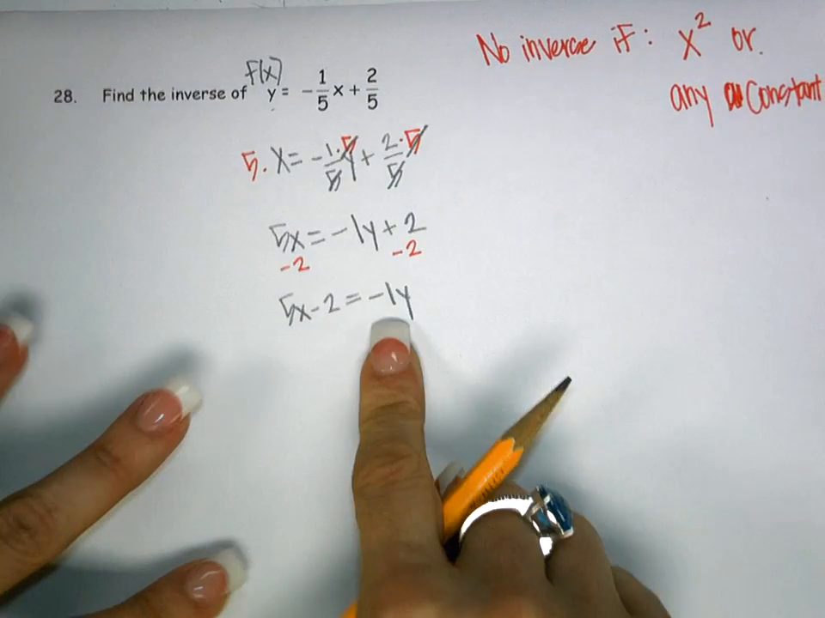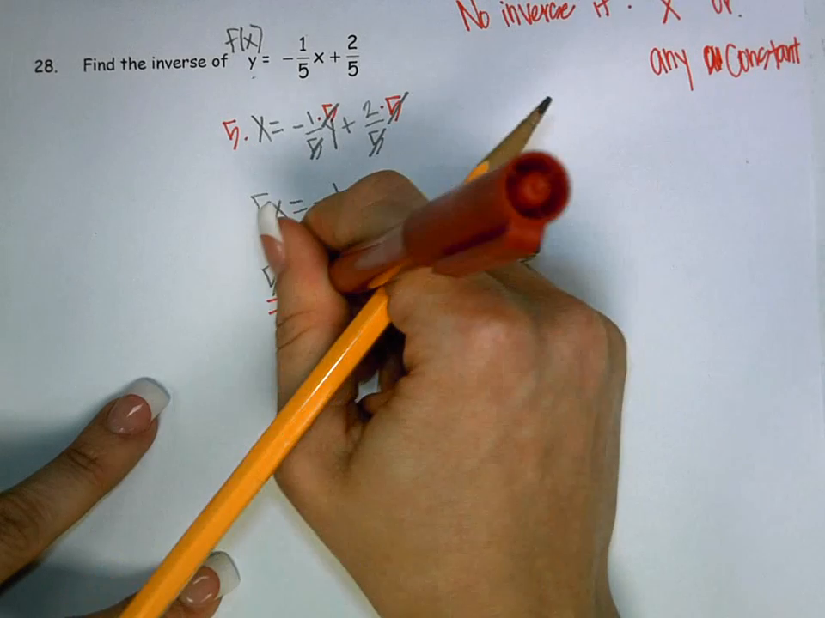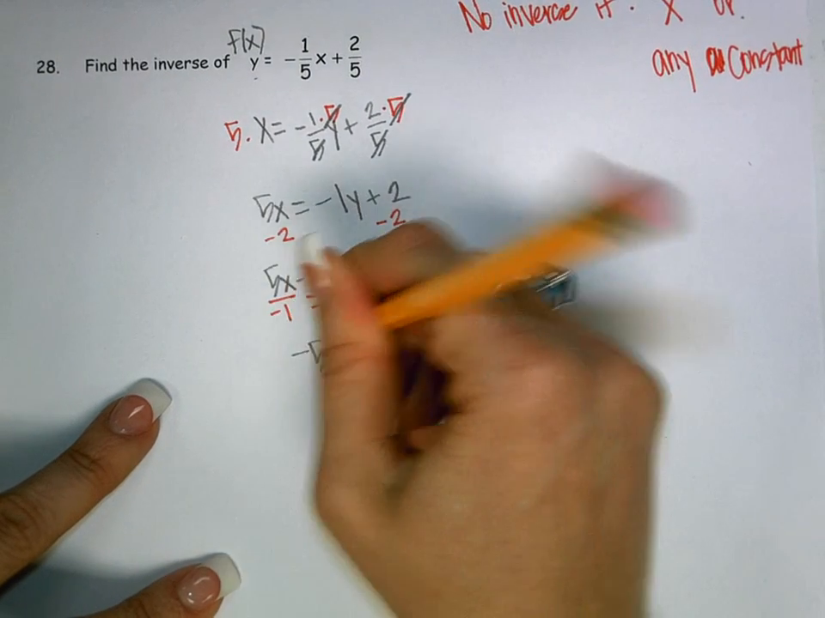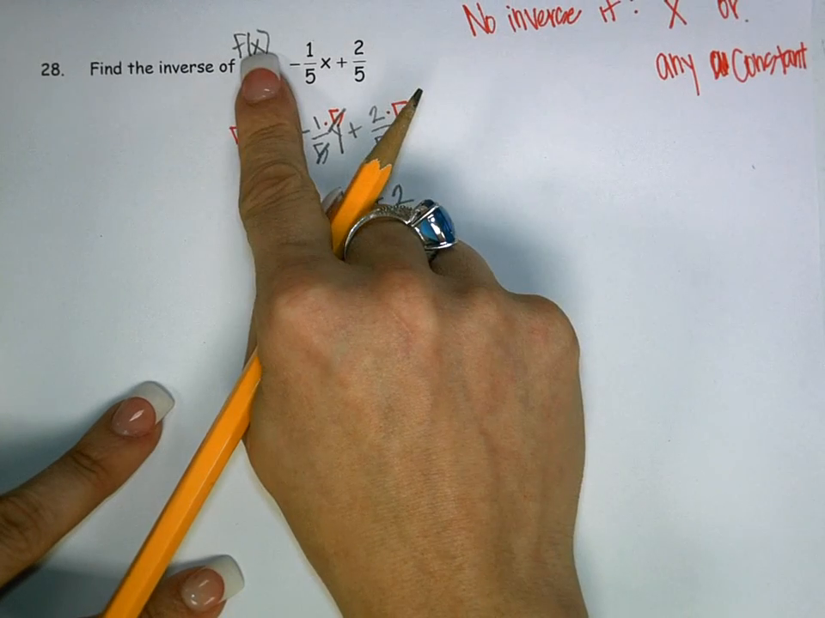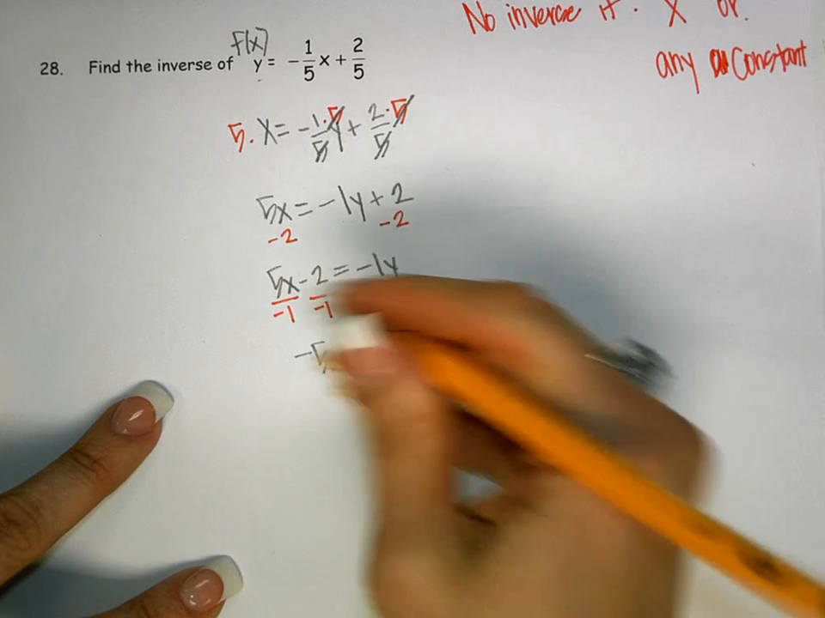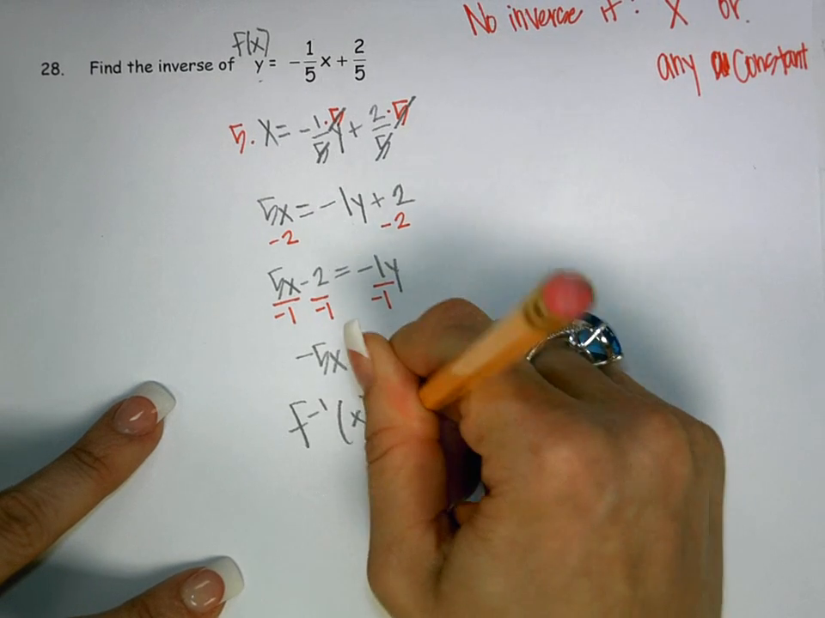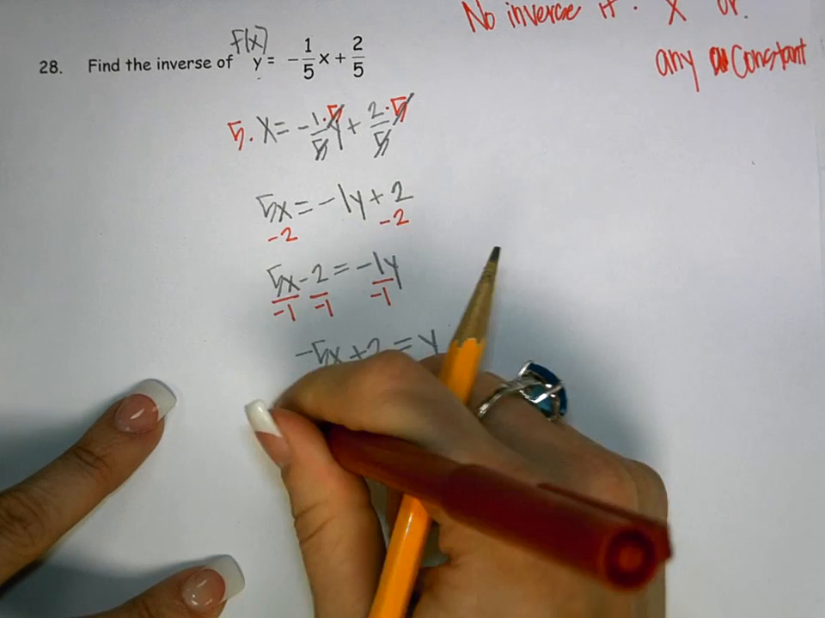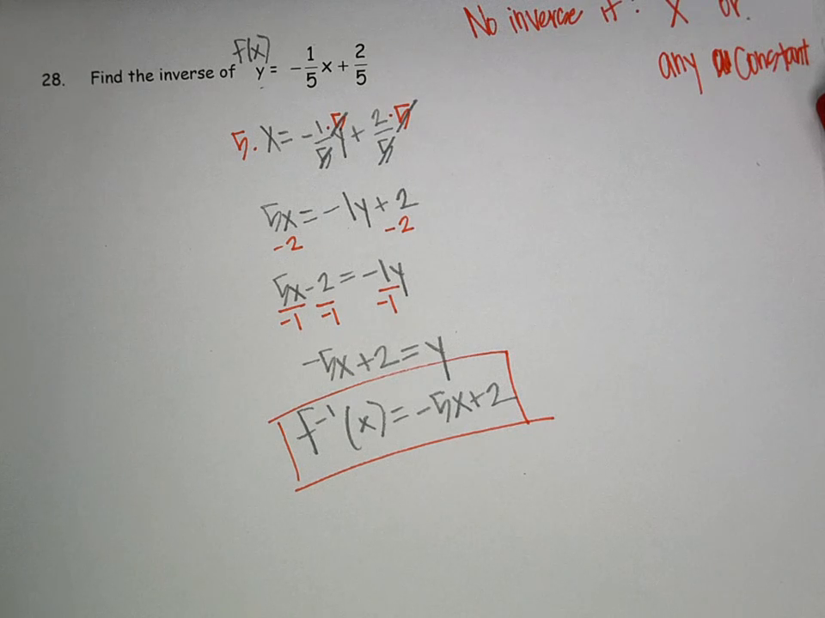How do I get rid of a negative 1 there? Divide by negative 1. Remember, you have to divide all the parts. So when you divide it, it becomes negative 5x plus 2 equals y. And this should have started with an inverse. So this would be f negative 1 of x equals negative 5x plus 2. Okay, so that's how we find inverses. Do we have any questions?